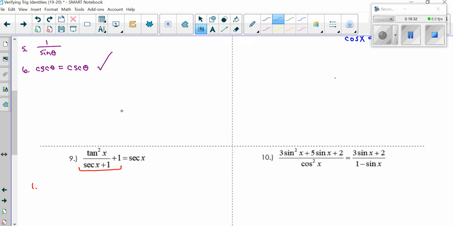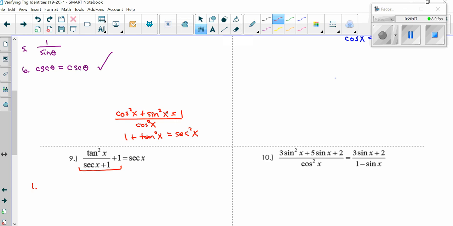One really important property is that cosine squared x plus sine squared x equals 1. That's the equation of the unit circle, x squared plus y squared equals 1. From here, we can manipulate this. If I divide this whole thing by cosine squared x, cosine squared divided by cosine squared is 1, plus sine over cosine is tangent squared x, and 1 divided by cosine squared is secant squared.